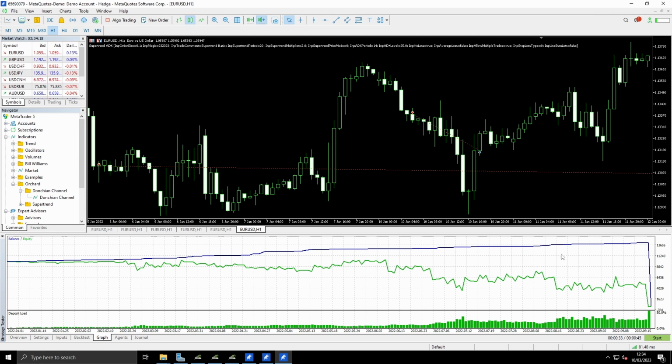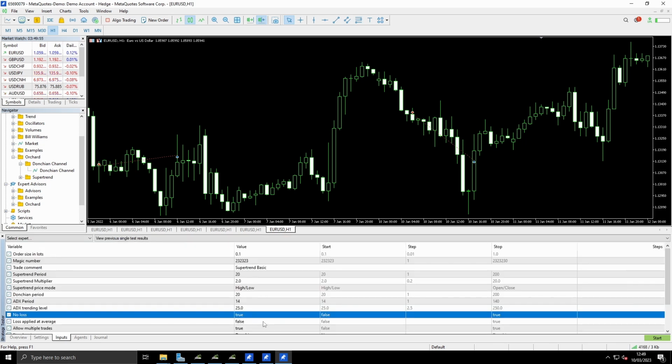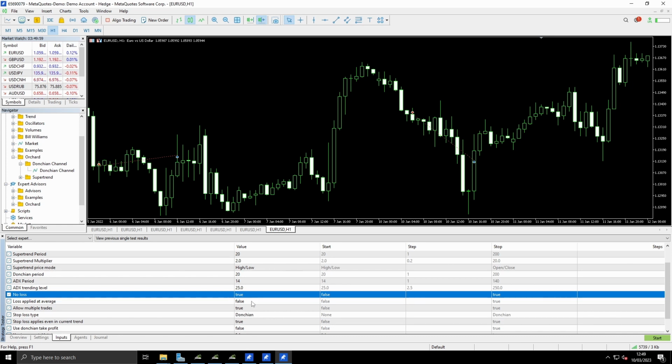And now I'm back to a situation, because I haven't got any close on those trades, where I've got running losses that eventually blow the account. Now I'm just going to try two more things with the Supertrend ADX version. So I've still got no loss set to true, so I won't be closing trades that are in a loss.